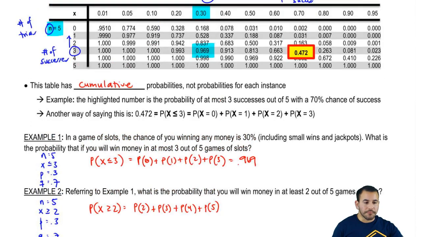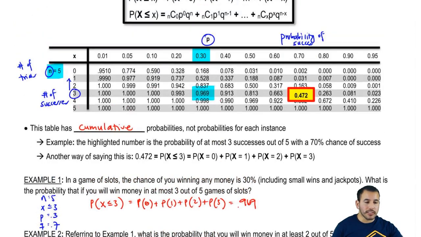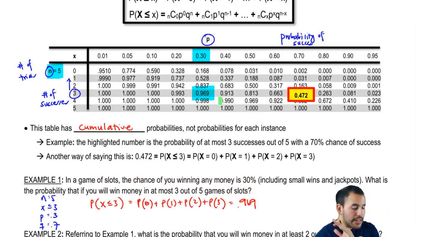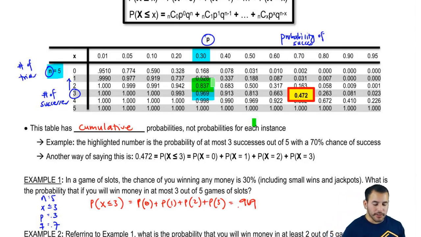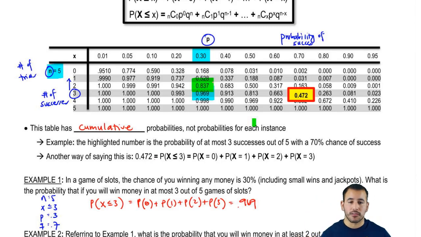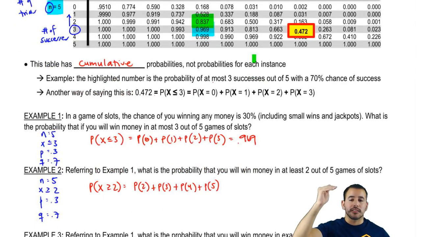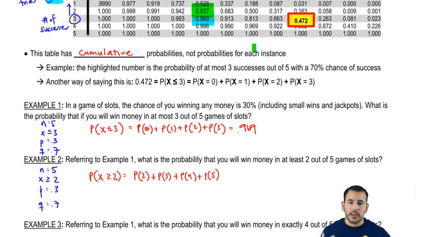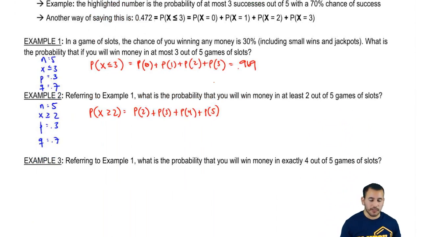So 2 or more. So once we look this up, we see that 2 or more is essentially, let me go ahead and put this in a different color. We're still at n equals 5, p equals 0.3, right? But we look up 2, and that gives us 0.837. But that probability is for 2 or less, right? So since everything is very much this number or less, finding a number that it's this number and greater is a little weird. And the reason for that is because we have to use complements now.